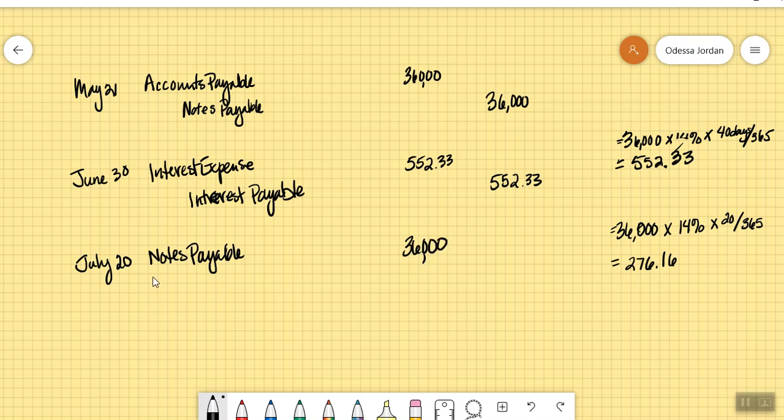Then we put in the interest expense for the current fiscal year, which we just calculated at $276.16. Then the interest payable that we calculated earlier is now also being atoned for, paid for, $552.33, and the cash is going out.